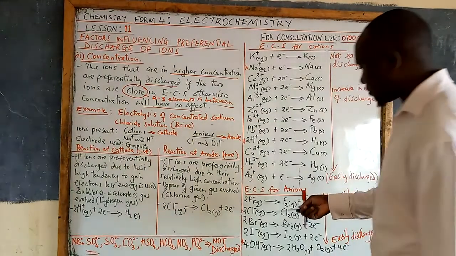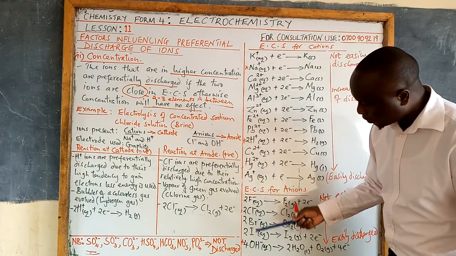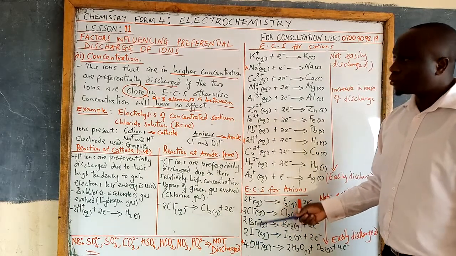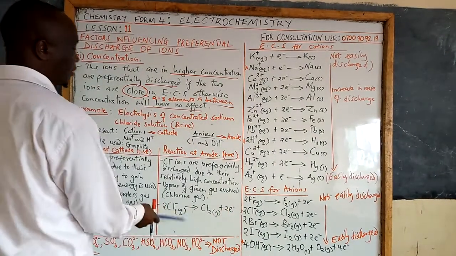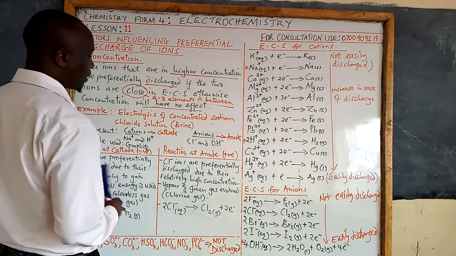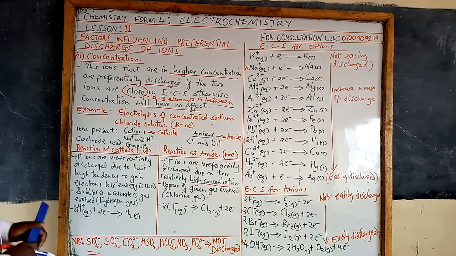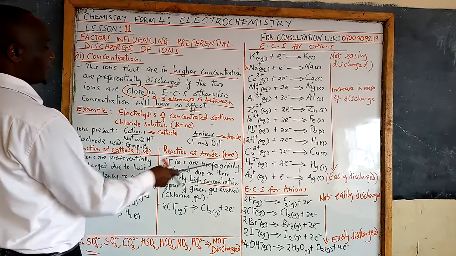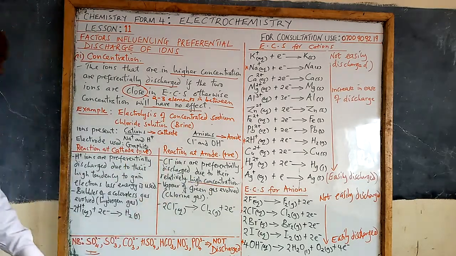The reason is that you can see the gap between the chloride and the hydroxide. There are only 2 elements in between them. So in this case, these ions will be affected by concentration, and the one that is higher in concentration is what is going to be discharged. So chloride ions are preferentially discharged due to their relatively high concentration.